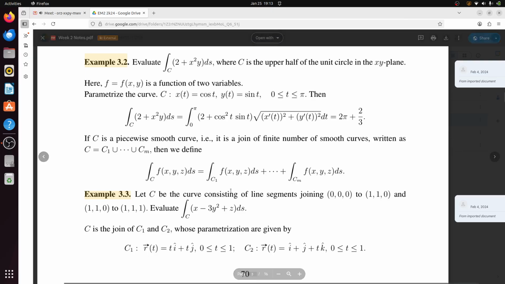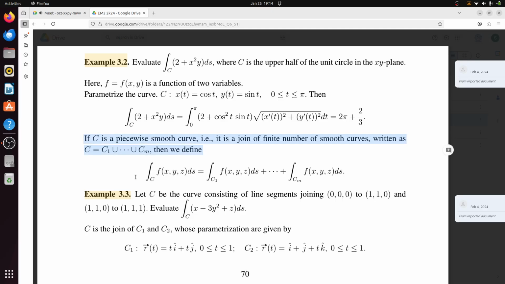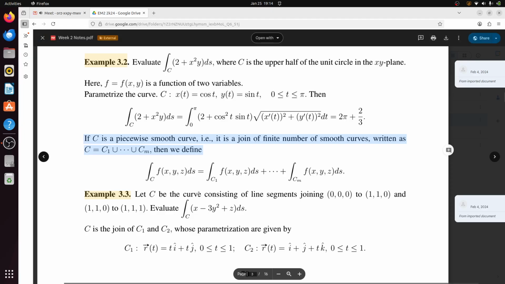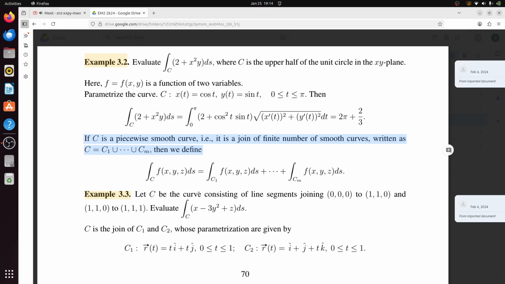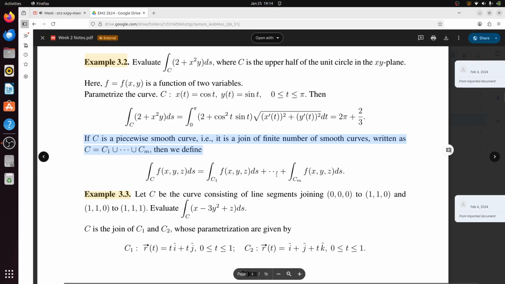Okay, let C be the curve consisting of line segments joining 0 0 0 to 1 1 0 and 1 1 0 to 1 1 1. So just remember this: if C is a piecewise smooth curve, then it is a join of a finite number of smooth curves, written as C equal to C1 union up to Cm. Then the integration over the entire C, you can do stepwise and then take the addition. That means addition can be distributed over the integrations.